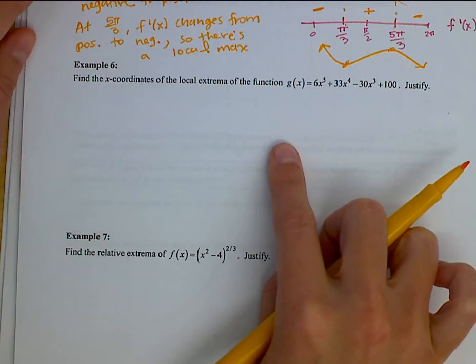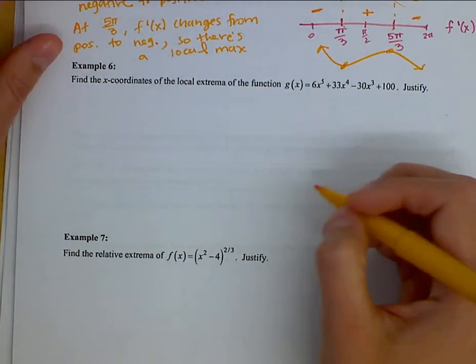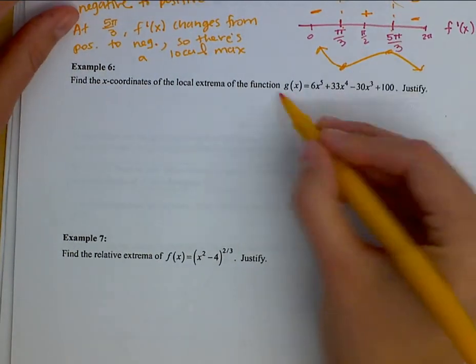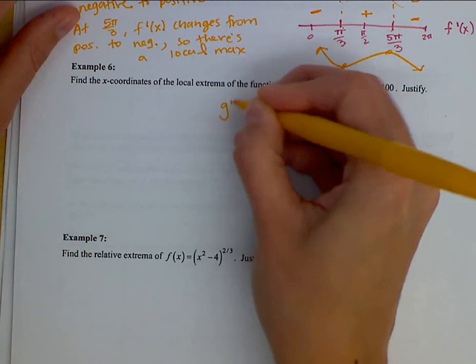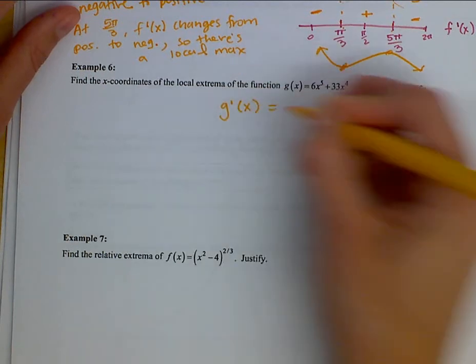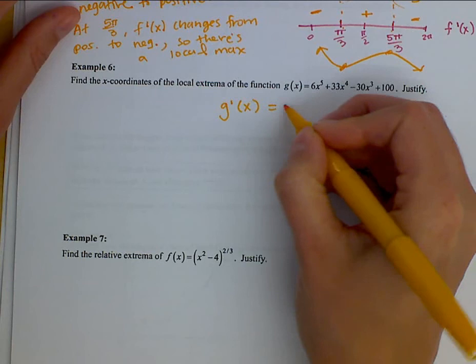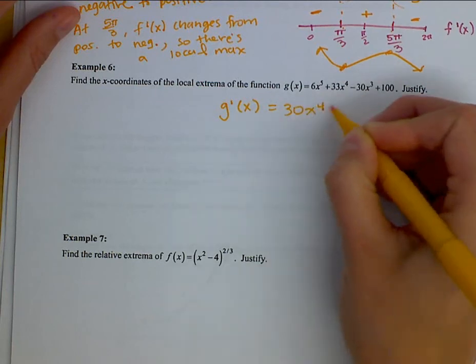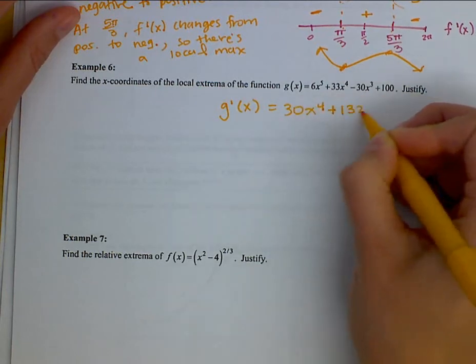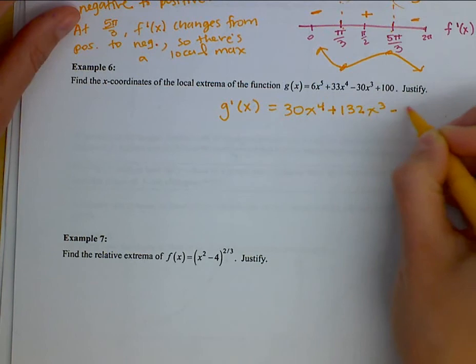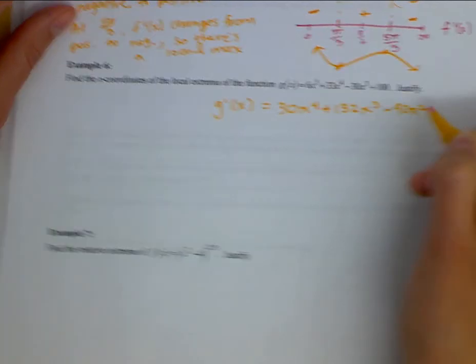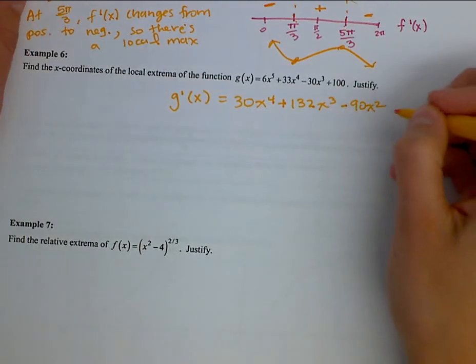Okay. This is what this will look like. We need to find the critical values. So find where g prime of x equals 0. G prime of x is 30x to the 4th plus 132x to the 3rd minus 90x squared. And that's it. Set this equal to 0.